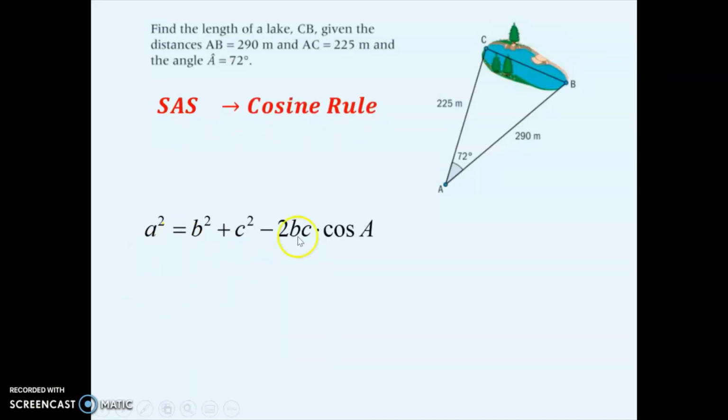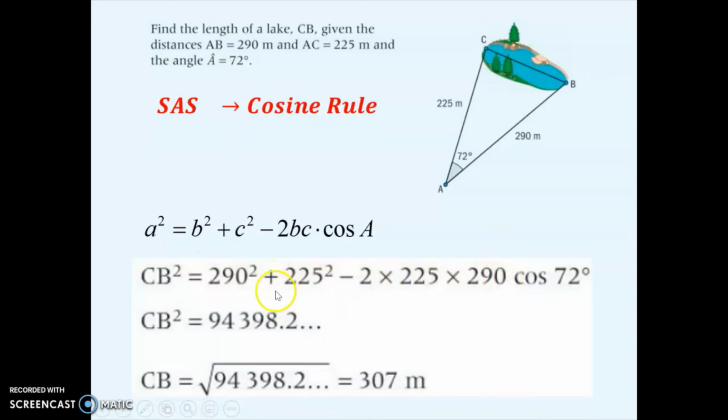Here we go. Setting it up. We're looking for a side, therefore I'll use this version. Put in all the numbers you know, and solve. Okay, that was all very quick, but pause if you need to. Make sure you got the right answer.